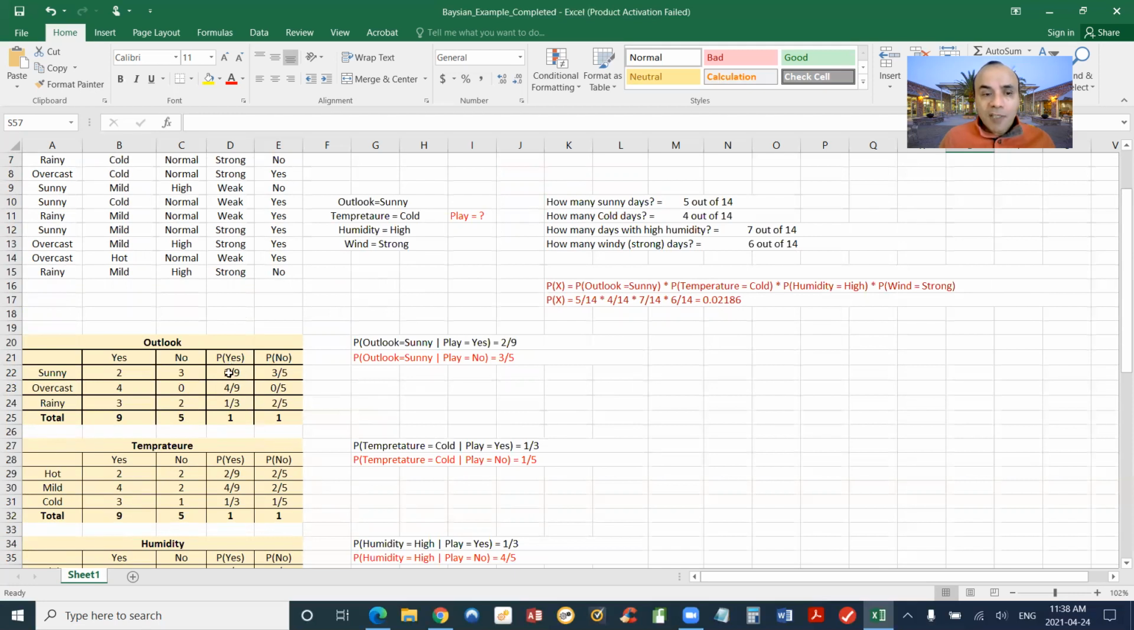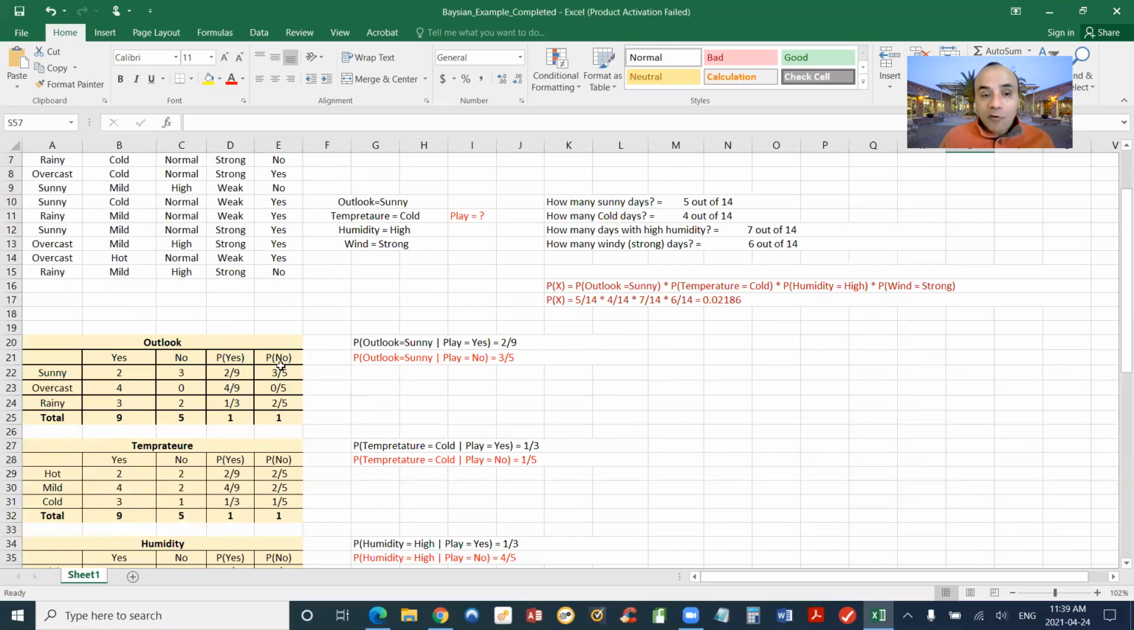So probability of yes is going to be, keep in mind, all of the yeses is 9 and all of the no's is 5. 5 plus 9 is 14. So this is going to be 2 over 9. Because this is 2 over 9, this is 4 over 9, this is 3 over 9, which becomes 1 over 3. That's what the Excel does automatically for me.